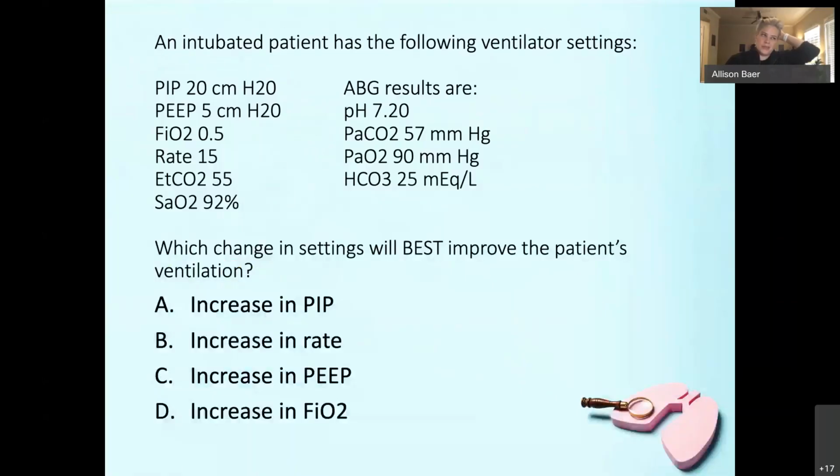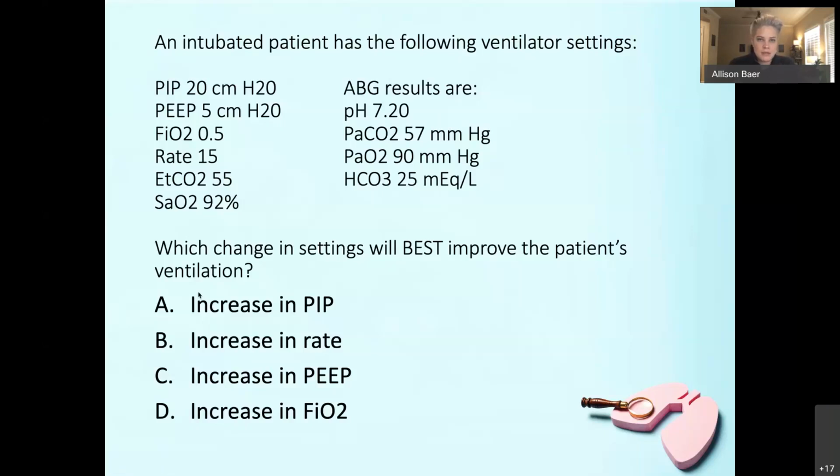Next, I'll let you read this. There's a lot of numbers here, but an intubated patient has the following ventilator settings. Their peak inspiratory pressure is 20, their PEEP is 5, FiO2 is 50%, 0.5, their rate is 15, end-tidal is 55, and their SATs are 92. Their ABG is showing a 7.2 pH, CO2 is 57, O2 is 90, and bicarb is 25. So what change in settings would best improve the patient's ventilation?